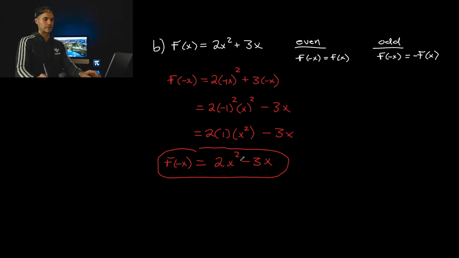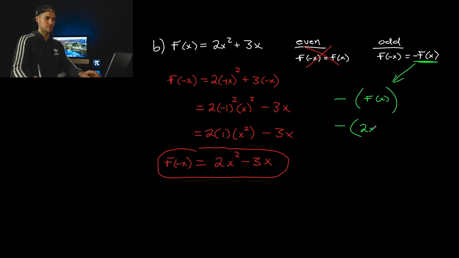First thing we check, is this equal to f of x? No, it's not. So we know this is not going to be an even function. That property is failing. So the next thing we check, is it going to equal negative f of x? So negative, in brackets, f of x is just 2x squared plus 3x, and so distribute the negative inside the bracket, we'd end up with negative 2x squared minus 3x like that.